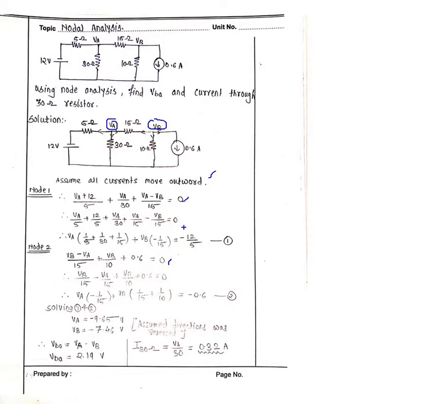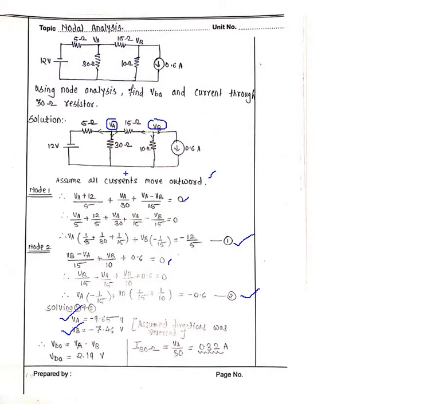Simplify that, and you will get equation number 1 and equation number 2. Once you get equations 1 and 2, as usual use the calculator or direct simplification to find out what VA and VB are. This is the method. I am telling the outline, and I will repeat the outline again. How many nodes are given? VA and VB are given.